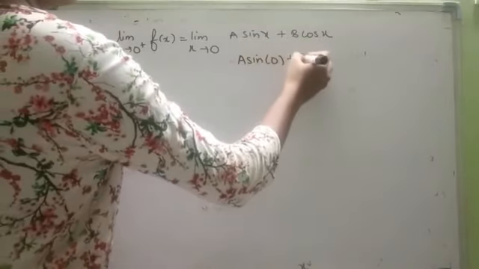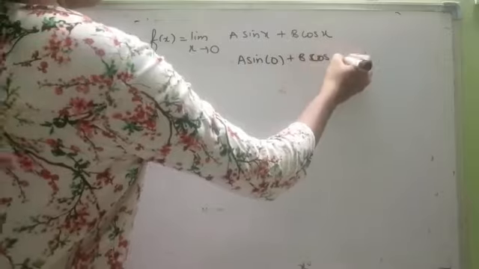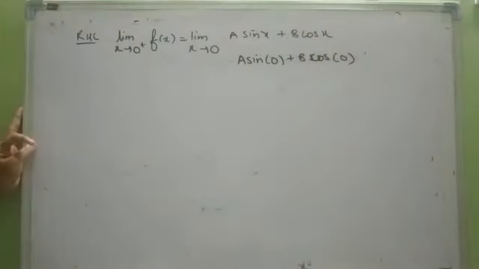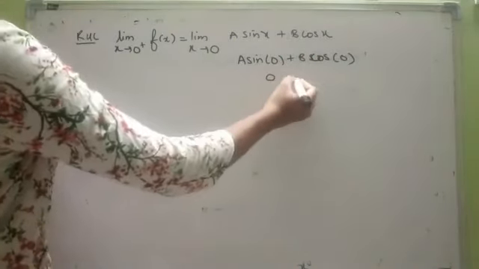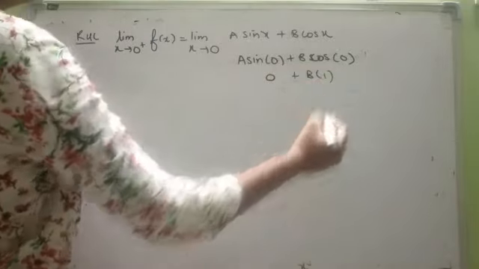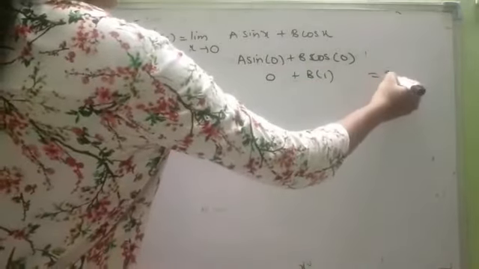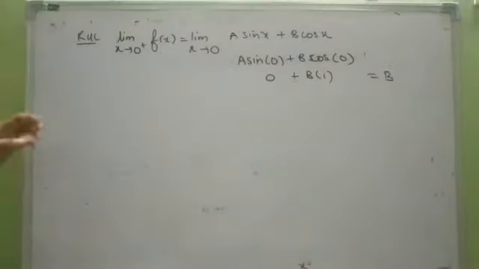Sine of 0 is 0. This will be 1. So your right hand limit is b. So now at x is equal to 0, you have found the left hand limit and right hand limit.